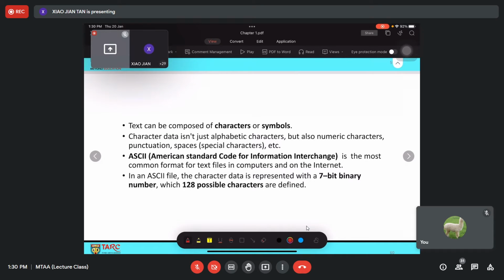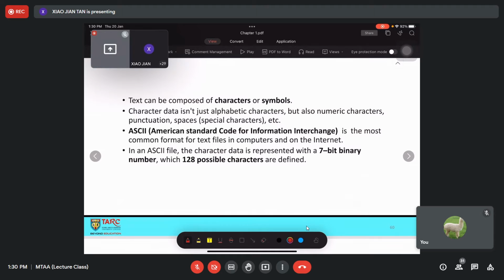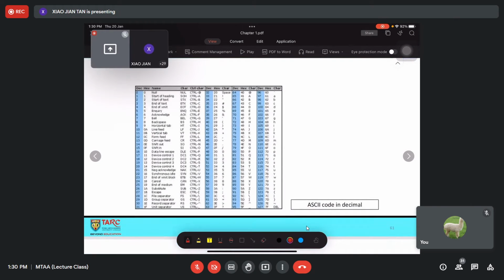So text can be composed of characters or symbols. Of course, text is not just the alphabet. It consists of symbols like comma, full stop, etc. Character data isn't just alphabetic characters, but also numerical characters, punctuation, spaces, special characters, and so on. ASCII, American Standard Code for Information Interchange, is the most common format for text files in computers and on the internet. In an ASCII file, the character data is represented with a 7-bit binary number, with 128 possible characters defined. So this is an example of ASCII code in decimal.